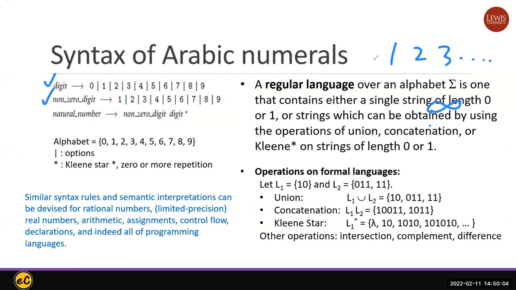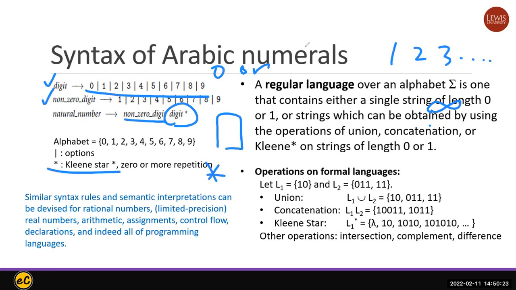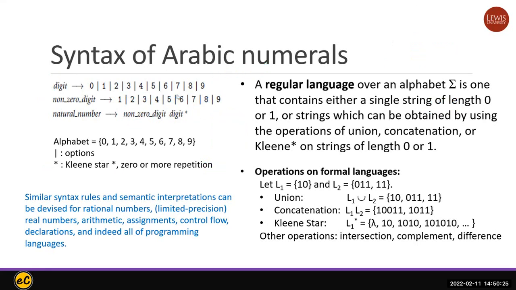So it has a leading non-zero digit, and then a digit, repeating 0 or more times. The star, we call it Kleene star, means repeating 0 or more times. This one, we call it the grammar, and this is a regular grammar. Let's look at this one more time.